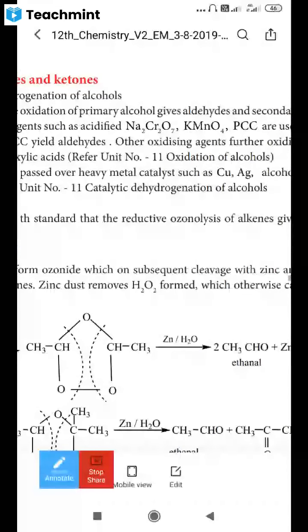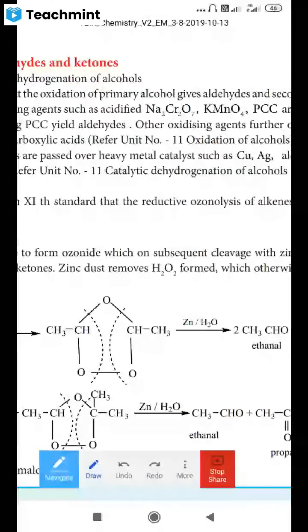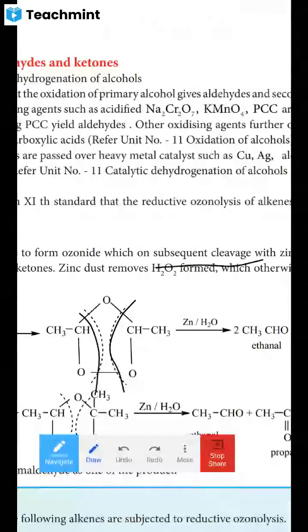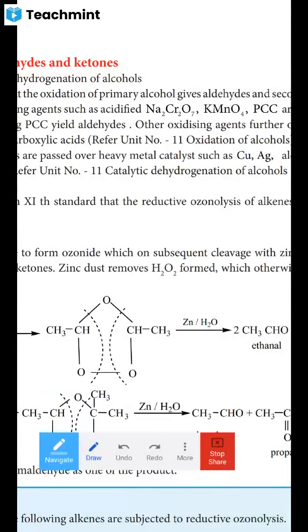So remember, they will give cleavage here. Here you are having cleavage. Cleavage means breaking the bond. That is known as cleavage.